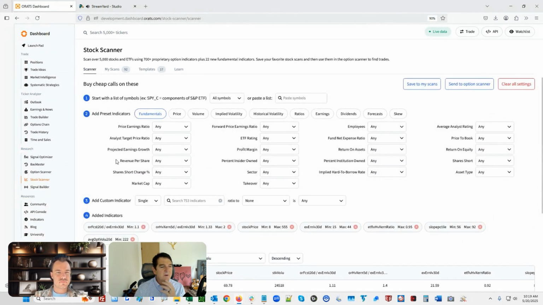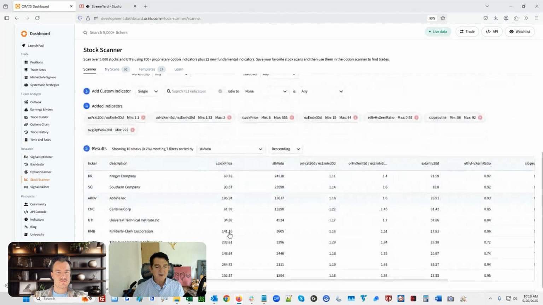We have templates in our stock scanner, and I'm just looking at one for cheap calls on these types of stocks. This is the forecast divided by the implied volatility. The forecast is much higher than implied, so you want it at 1.1, 10% over. And then where the historical volatility is greater. These are a lot of things that might find stocks that are kind of ready to go, right?